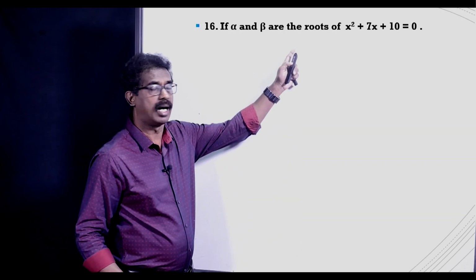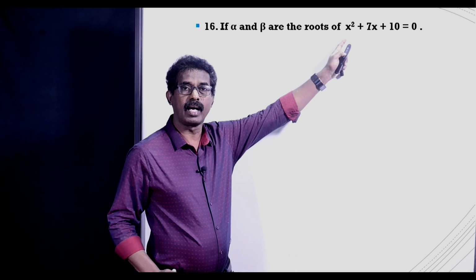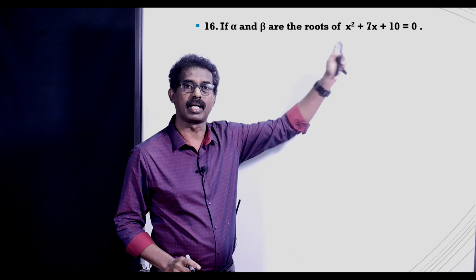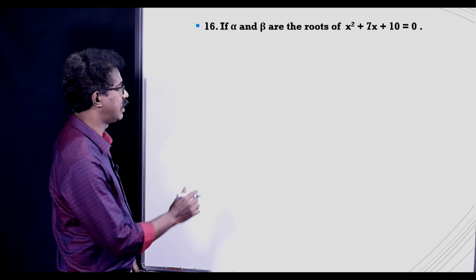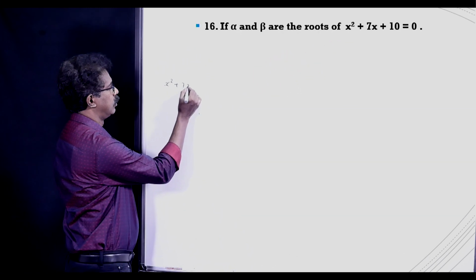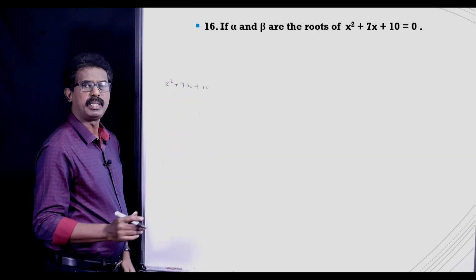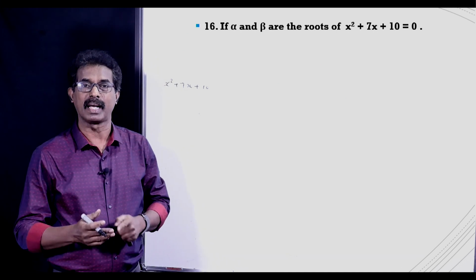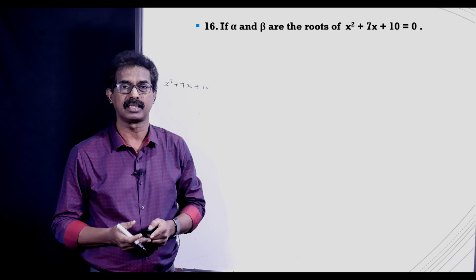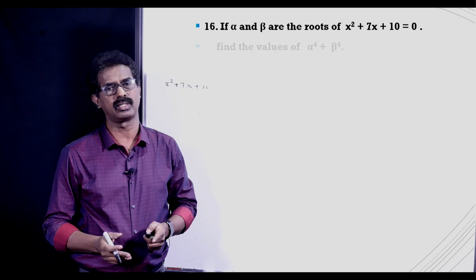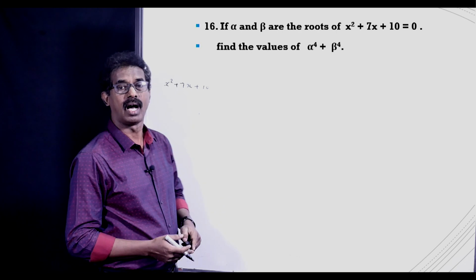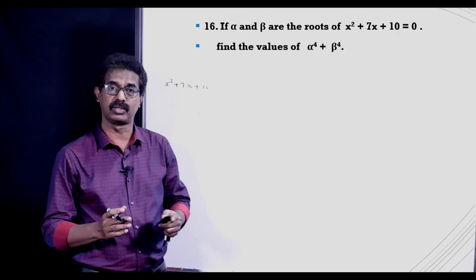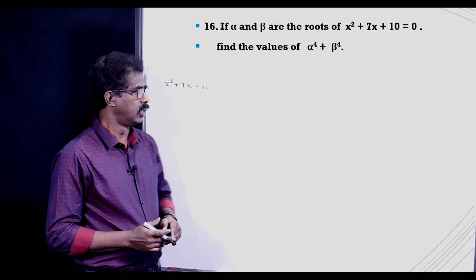Alpha and beta are the roots of x square plus 7x plus 10 equal to 0. So one equation is given, and its roots are alpha and beta. You must know the formulas for alpha and beta, right? What is alpha plus beta? Minus b by a. Alpha beta is c by a. Then there are a lot of other formulas, right? Go through all the formulas. What they asked here is alpha raised to 4 plus beta raised to 4. I'll tell you the method of how to do it.